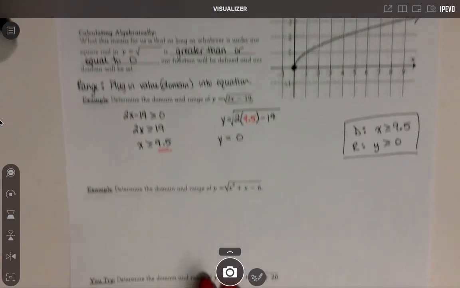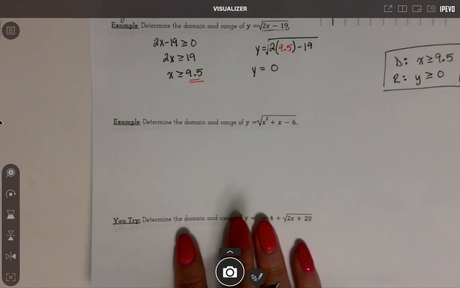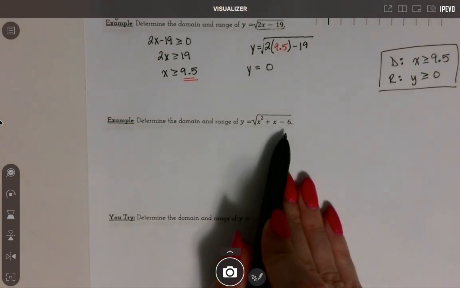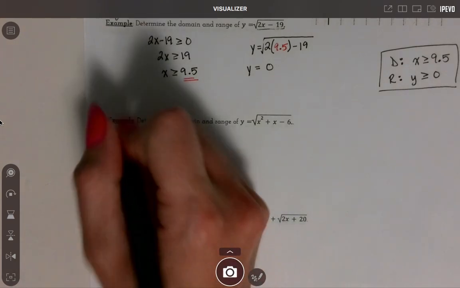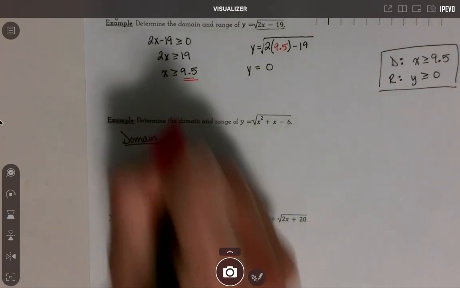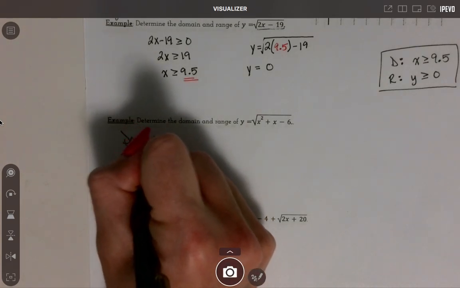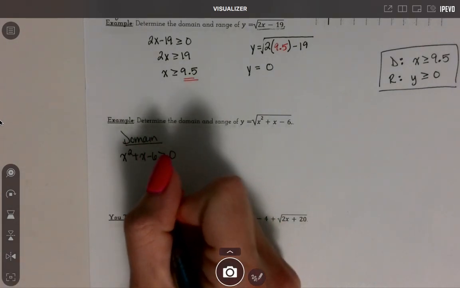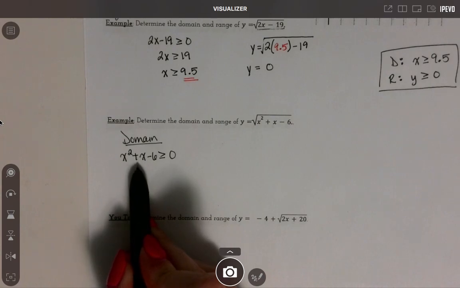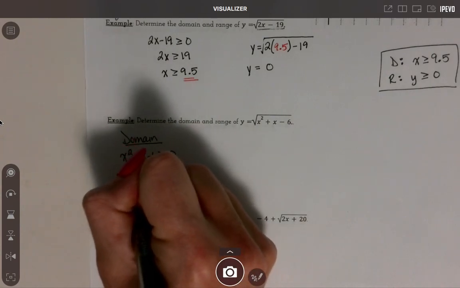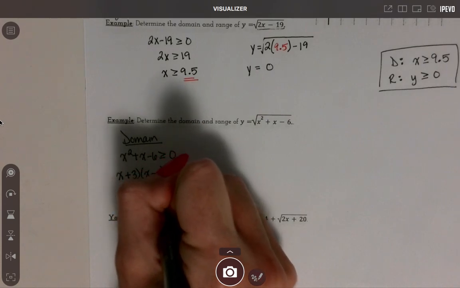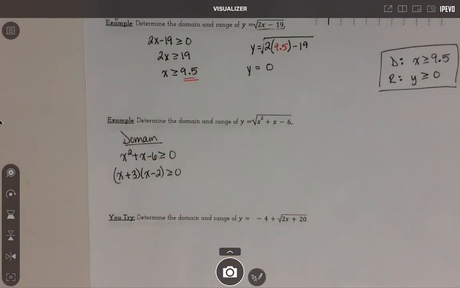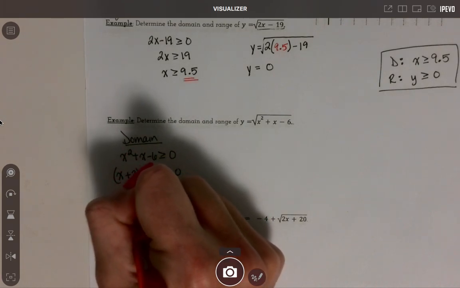We're going to look at the second one here. For the second one, I notice we have a quadratic underneath the radical, which is going to make it a little bit difficult. For my domain, again, I'm going to take whatever is underneath my radical symbol and set it greater than or equal to 0. I want to factor this. Whatever multiplies to -6 that adds up to +1 would give me +3 and -2. So I can break those down into x plus 3 and x minus 2. This is where I do want to check my calculator.